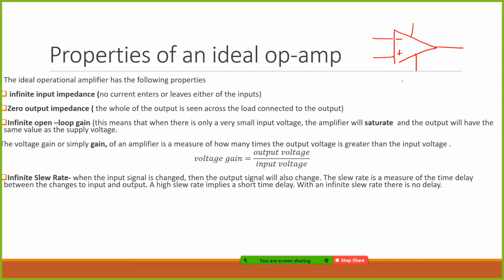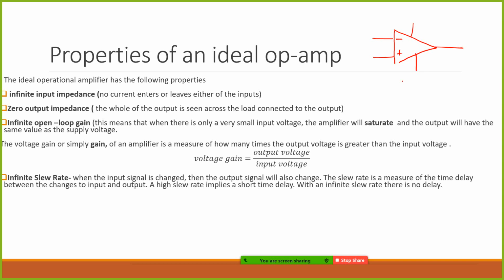So regardless of the input, if the input is even 10, for argument's sake, it's going to amplify the signal up to a point where it saturates. We'll explain what saturation means and what saturation looks like in an operational amplifier. But you just have to understand that there's infinite open loop gain, which just tells us that the thing is going to amplify the signal up to a point where it's going to always saturate.